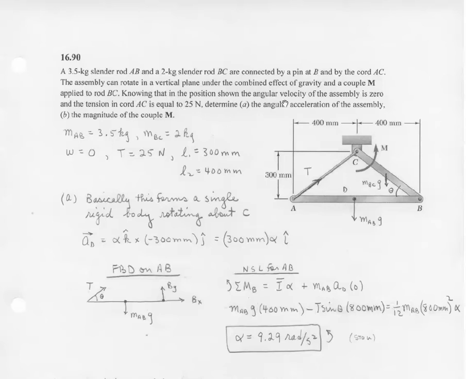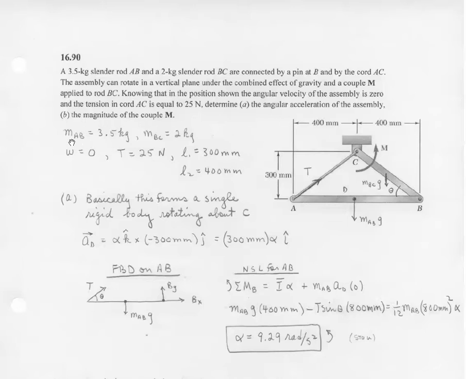Knowing that in the position shown, the angular velocity of the assembly is 0, and the tension in the cord AC is 25 newtons, it wants us to find in the A part the angular acceleration of the assembly, and in the B part find the magnitude of the moment.